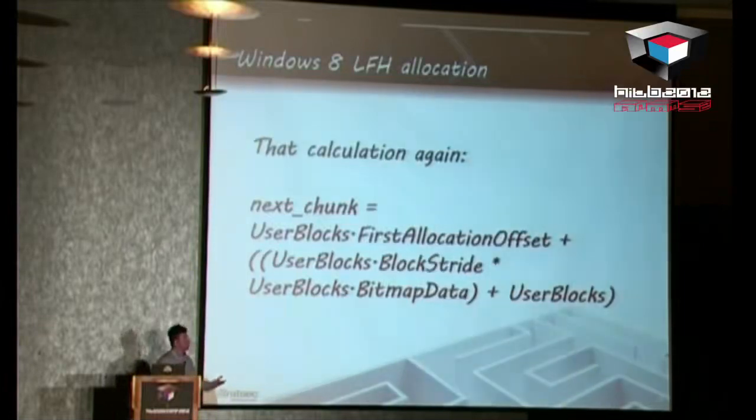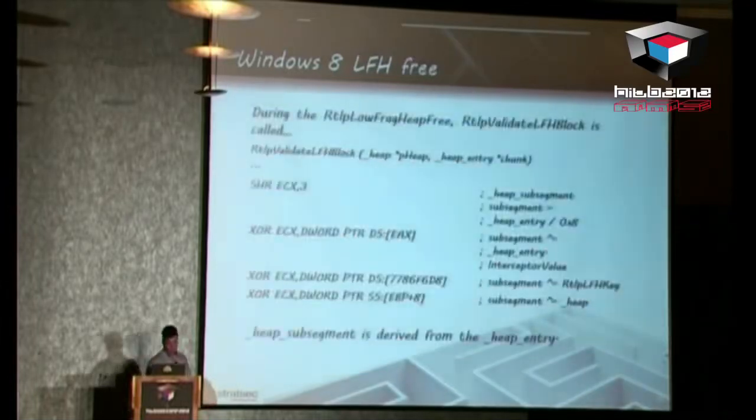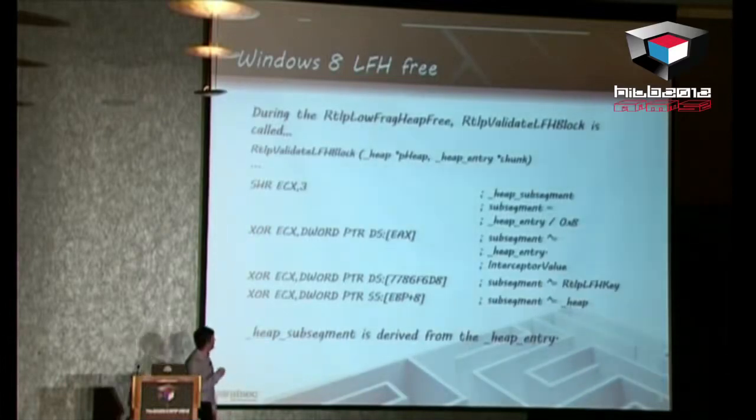This is the point where you go, all right, what do I control? Where could I control data? Can I control any of this whatsoever? So, I'll quickly cover the free because this is a little bit important too. It validates the LFH block on the free. It calculates the subsegment from a free, and if the subsegment couldn't be calculated, or if the calculated value mismatches the actual subsegment, then it will error out or cause memory corruption from that point forward. So that's pretty important.